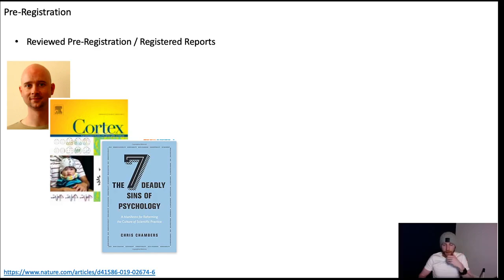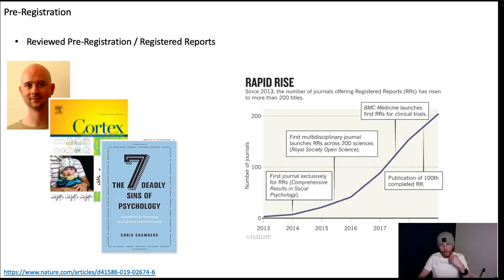I should just flag that if any of you want to read more on this whole topic of open science and questionable research practices, Chris Chambers has an excellent book called The 7 Deadly Sins of Psychology that I highly recommend. And he also wrote this article, which I linked to at the bottom of the slide, where he shows again the explosion in the use of registered reports. Bearing in mind that his journal was the first journal in 2013 to offer them in psychology, you can see now we've had over 200 journals permit registered reports, and he just had the publication of the 100th registered report published.